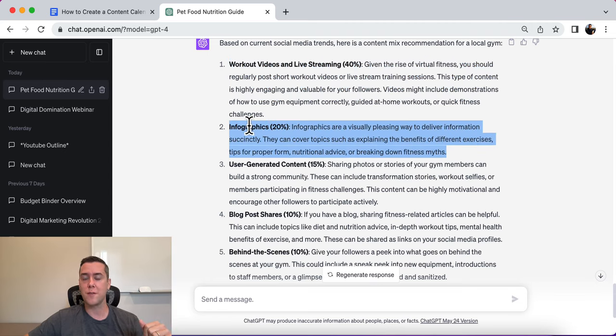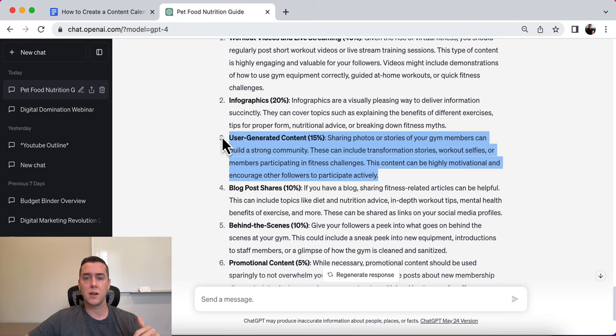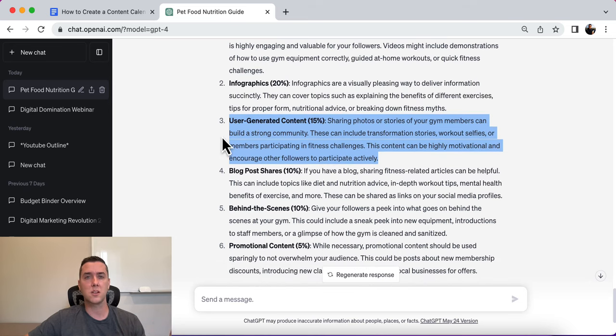All right, then infographics, those are always great. User-generated content is content created by your customers and your followers. They talk about your gym, for example, and share stories about how your gym has helped them. This can be really powerful because it's almost like a testimonial.